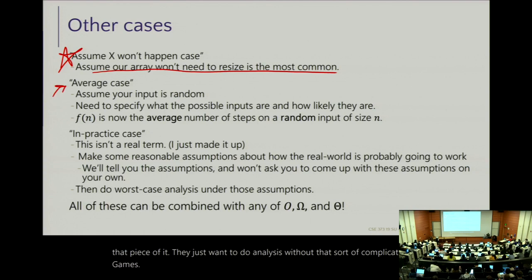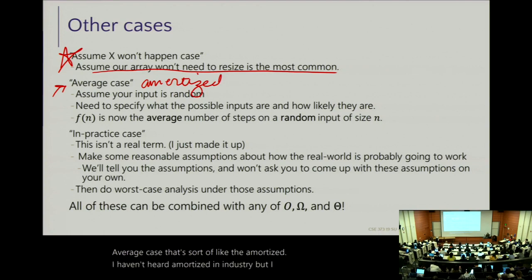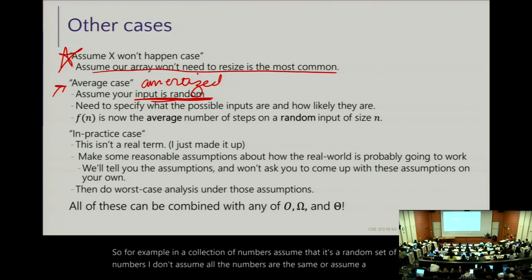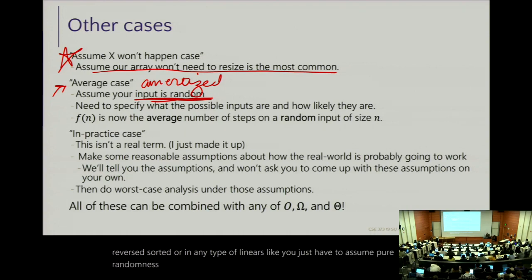Average case, that's sort of like the amortized. I haven't heard amortized in industry, but I have heard people say average case. I don't think they have this definition, really, but what this is technically supposed to mean is: assume your input is totally random. So, for example, in a collection of numbers, assume that it's a random set of numbers, i.e. don't assume all the numbers are the same, or assume a random distribution of numbers within there. Don't assume all of the numbers are sorted or reverse sorted or in any type of pattern. You just have to assume pure randomness of your input set.